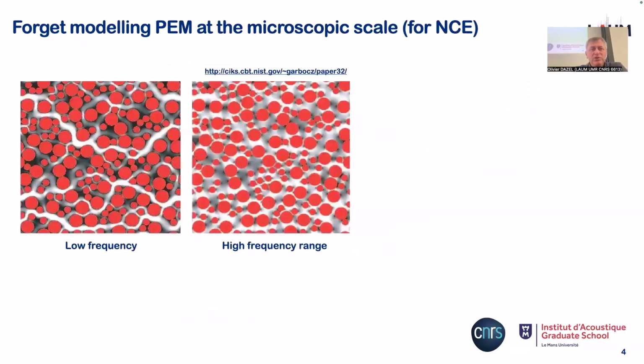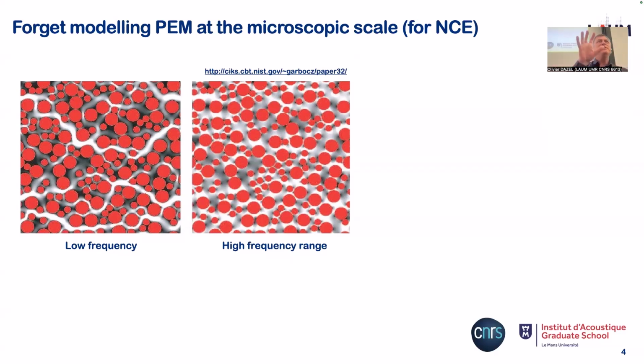So this is with a microstructure, but one thing that you have to forget, for noise control engineering, is to model them at the microscopic scale, because you have really complex physics at the microscopic scale. Here this is just a 2D example. It's not viscothermal acoustics but electromagnetism, but more or less it is the same. And then you see one example of the microstructural response of these materials at low frequency and high frequency.